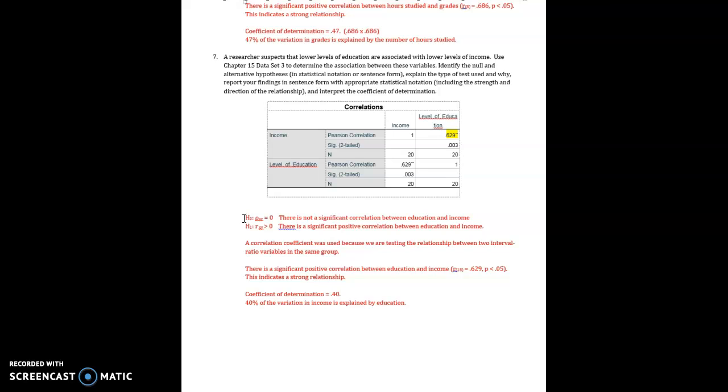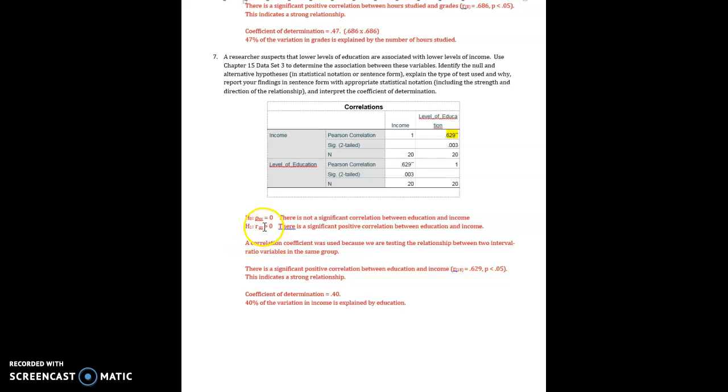Then you have a decision to make for the alternative. Is it directional or not directional, depending upon how the research statement is worded. So here it says a researcher suspects that lower levels of education are associated with lower levels of income. What that means is that both variables are moving in the same direction, right? As education goes down, income also goes down. If both variables move in the same direction, we know that's a positive correlation. So our alternative hypothesis is that there is a significant positive correlation between education and income.